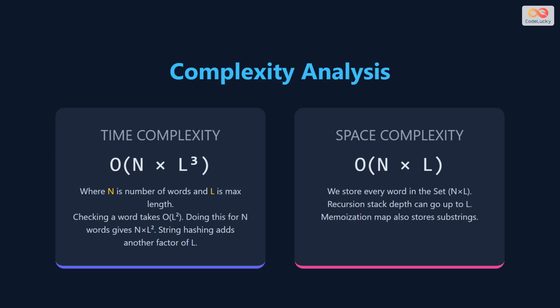Let's look at the complexity. The time complexity is roughly O(n times L cubed), where n is the number of words and L is the maximum length of a word. The L squared comes from the substring operations and the loop, and the extra L comes from string hashing. Space complexity is O(n times L) to store the words and the recursion stack.